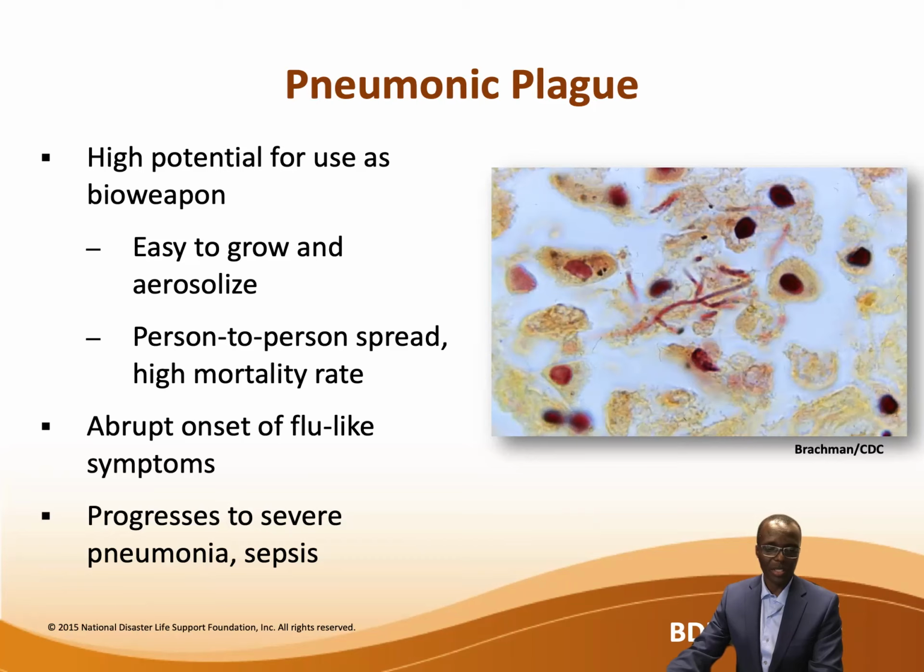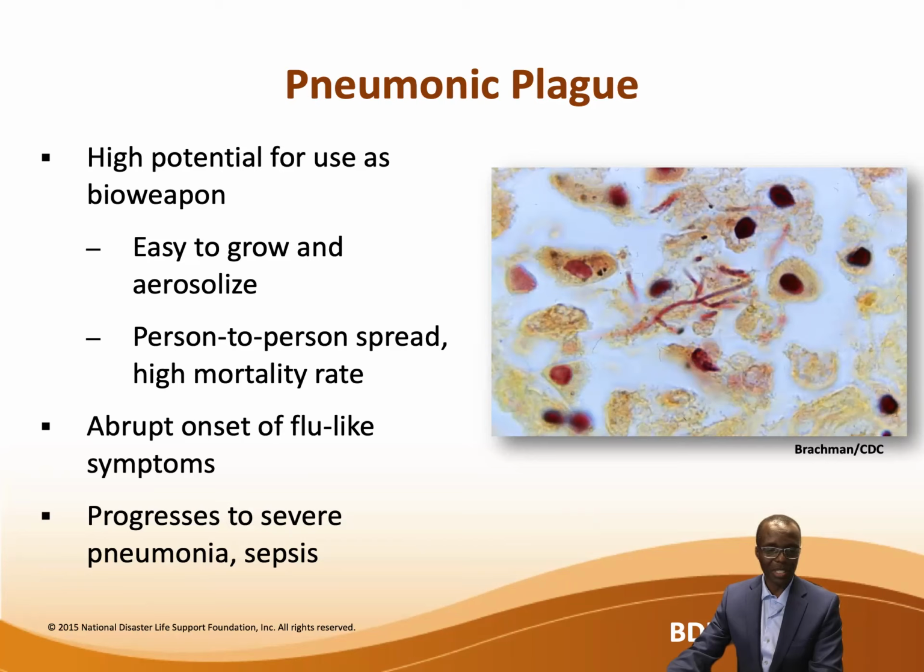Natural outbreaks occur occasionally, particularly in the southwestern United States. Natural outbreaks typically occur by transmission of the bacterium by fleas or biting flies. These result in bubonic plague, involving skin lesions and large swollen lymph nodes, which is distinct from pneumonic plague.